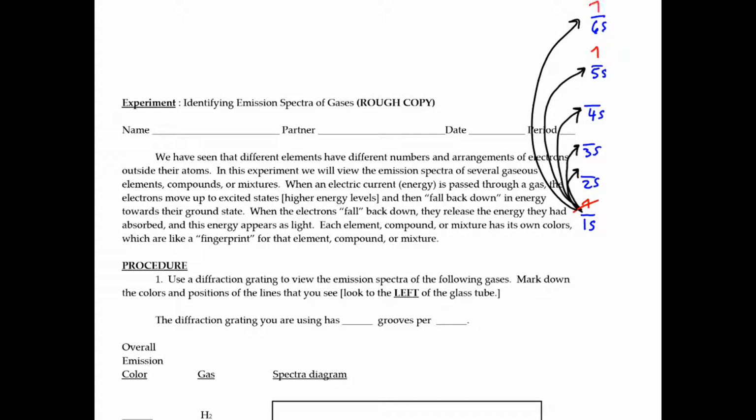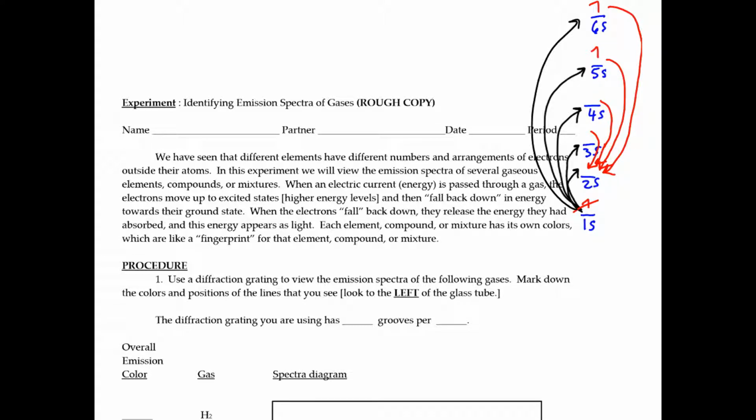If it's up at the 6 and then it goes back down, it'll release light. Let's say it falls from 6 to 2. That's going to release a light that has a higher energy than if it went from a 5 to a 2, or a 4 to a 2, or a 3 to a 2. Initially, it's at a 1, and then it can jump up to a 5, it could jump up to a 6, but it could also jump from a 1 to a 2 and a 2 to a 6, etc. It could go through lots of different transitions. So in this case, let's just say that it went from a 6 to a 2.